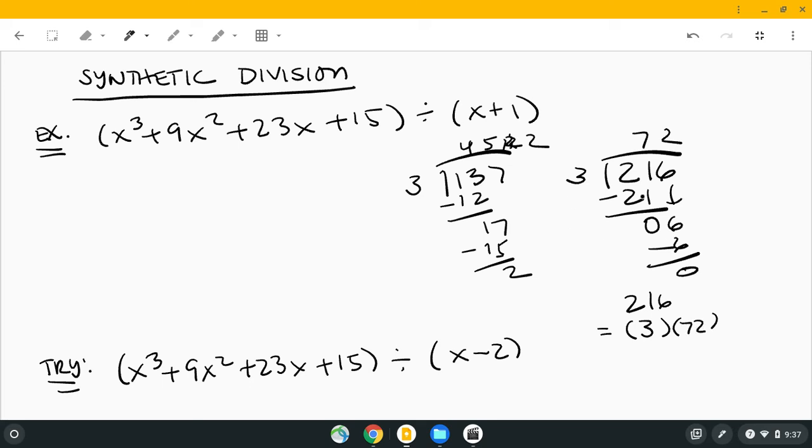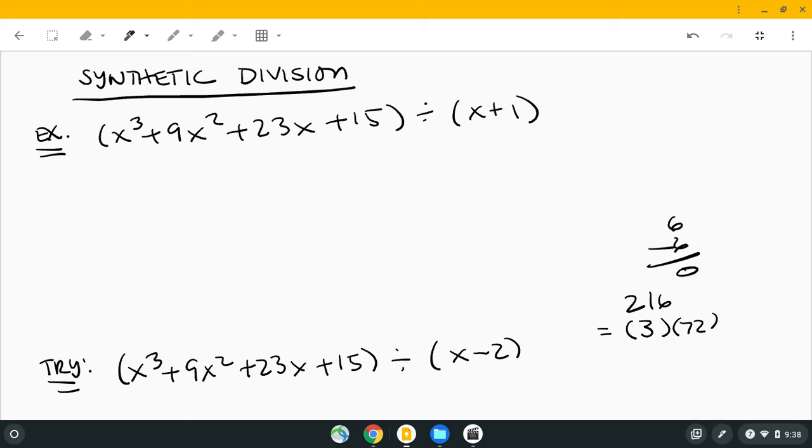Okay, so we're going to be using this idea where we do division to determine whether or not something is a factor. And we use this idea that if there's a remainder, like remainder 2, then it's not a factor. If we have a remainder 0, then it is a factor, okay? All right, so let's take a look at how we divide polynomials. We're going to be using the method called synthetic division.